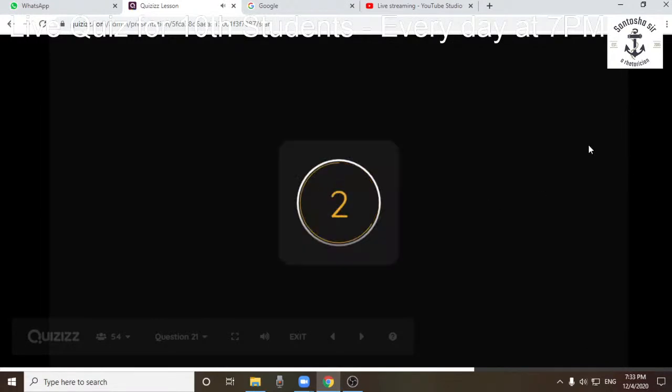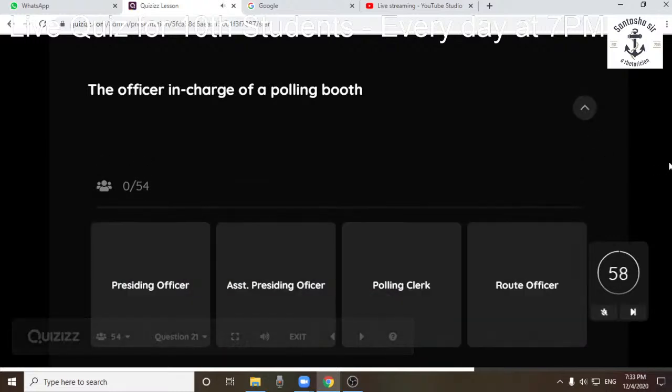Question number 21. The officer in charge of a polling booth. So who is in charge of every polling booth? What would be the designation of that officer? Forty more seconds to answer this question. 23 members already answered out of 54. 30 seconds more.